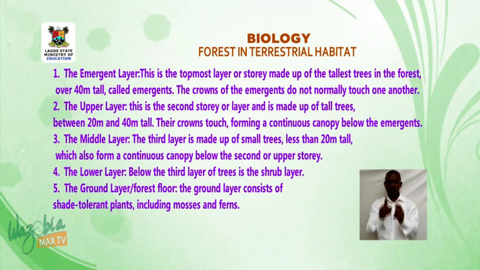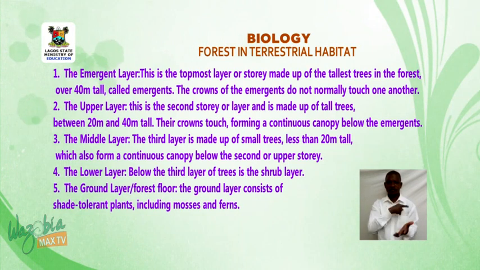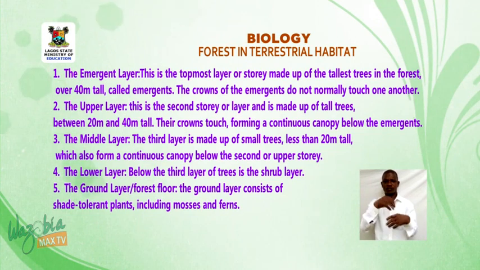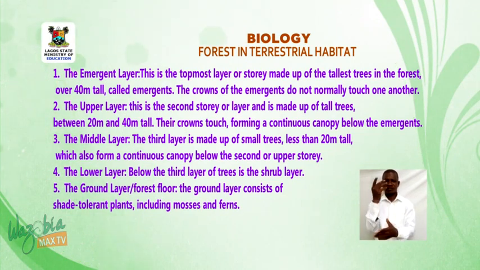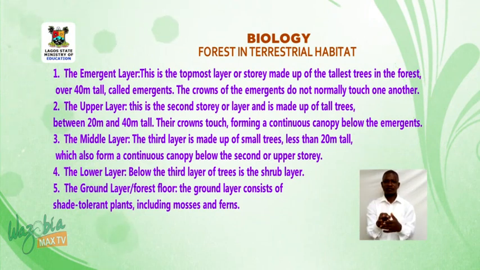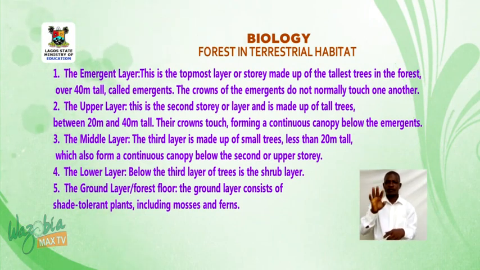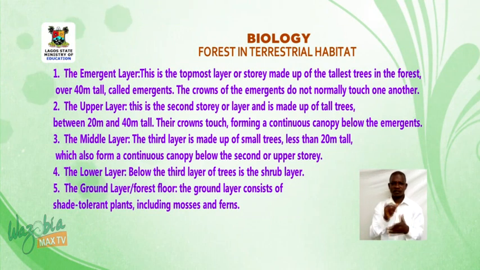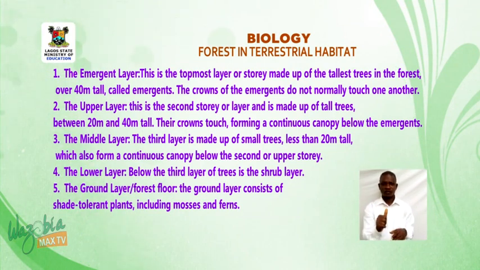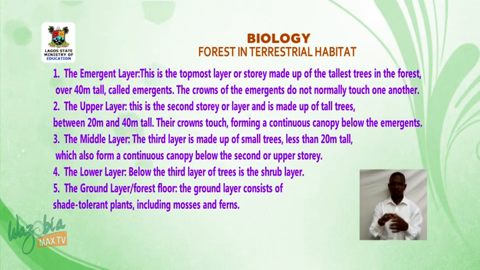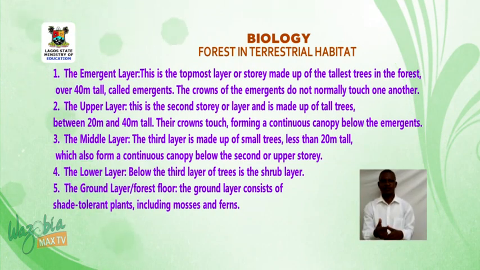The emergent layer, which is number 1. This is the topmost layer or story, made up of the tallest trees in the forest. Their height is over 40 meters tall. That is their height, called emergents. The crowns of the emergents do not normally touch one another.